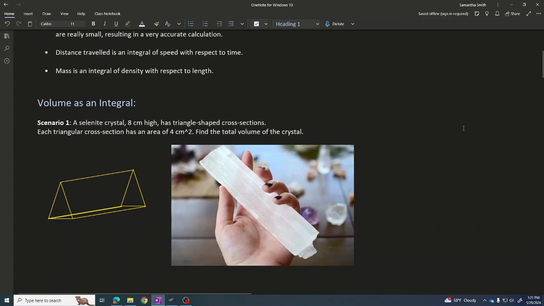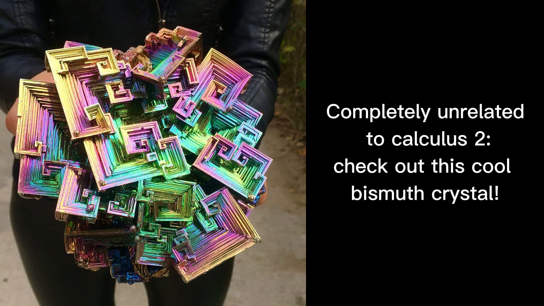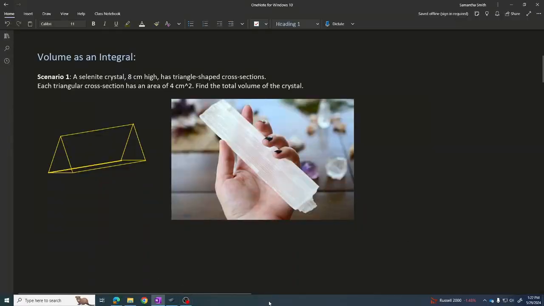So scenario number one, in the category of exploring volume as an integral, we have a selenite crystal. These things are super cool. I love crystals in general because they create these incredible geometric shapes. We have a selenite crystal, and let's say it's 8 centimeters long.